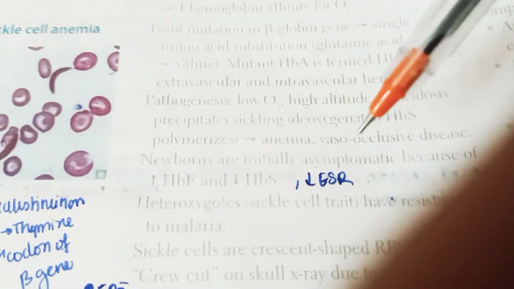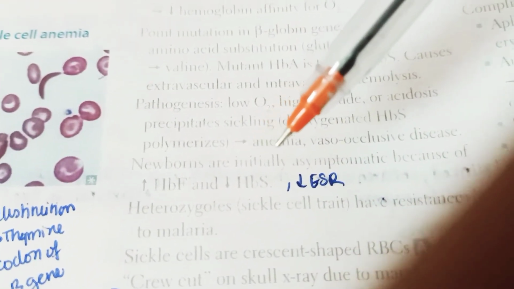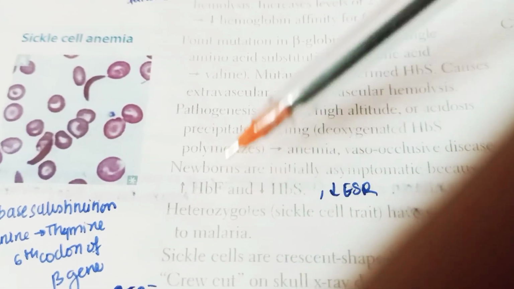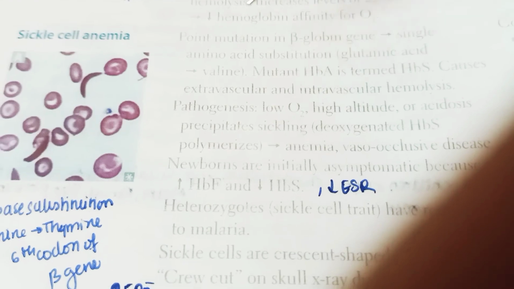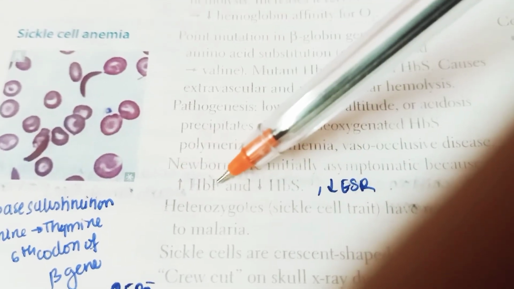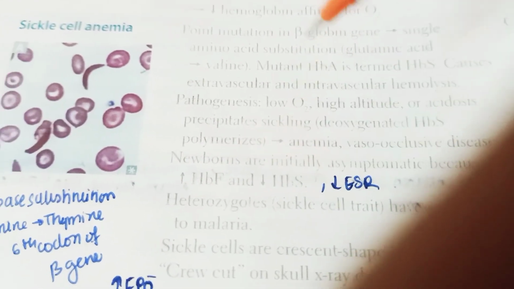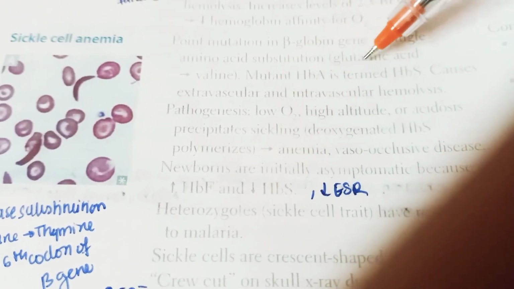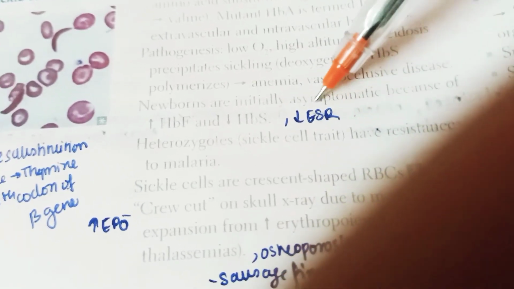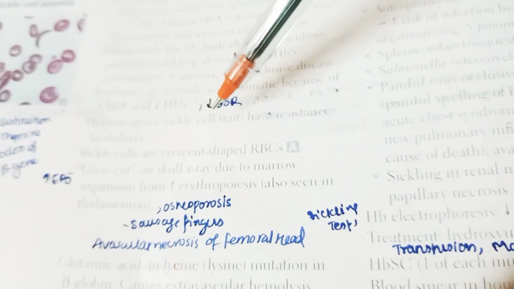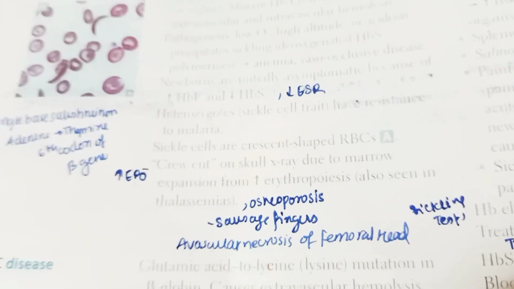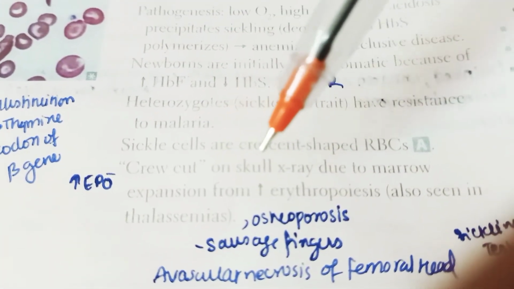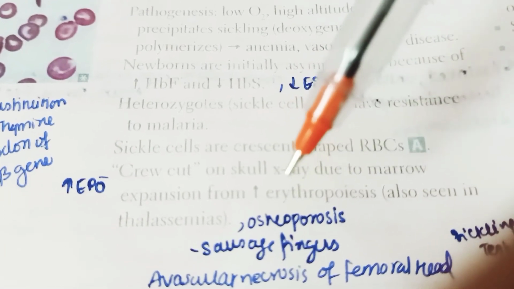So this is a vaso-occlusive crisis, which you can especially see in newborns, who are asymptomatic because of increased HbF. But as I'm saying here, the mutation is in HbA, and you know that infants have HbF, so initially there will be no problem for them, but later they will see the problem because of HbS, which is formed due to glutamic acid to valine substitution. But the ESR is decreased. Heterozygous sickle cell trait has resistance to malaria. That is important.